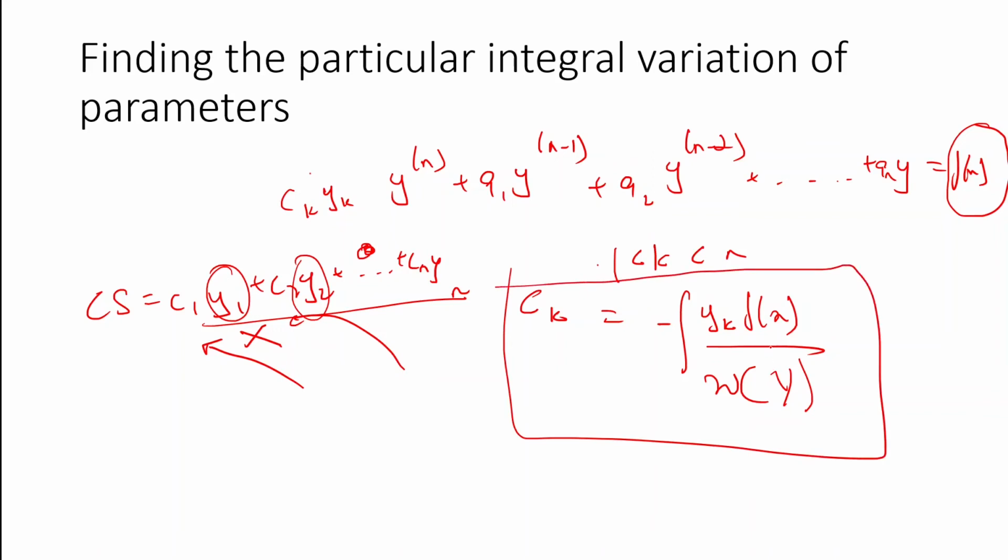So basically what we do is find the CS, and write that CS form in the same way in the particular integral, c1 y1, c2 y2, but these are now functions. So I'll write capital C to make it a little less confusing: C1 y1, C2 y2, Cn yn. So capital Ck, which is a function, is equal to negative integral of the kth solution times f of x, which is the right-hand side function here, divided by the Wronskian of y.